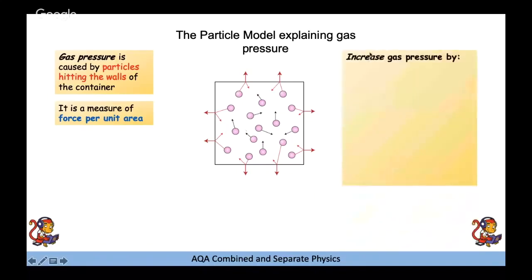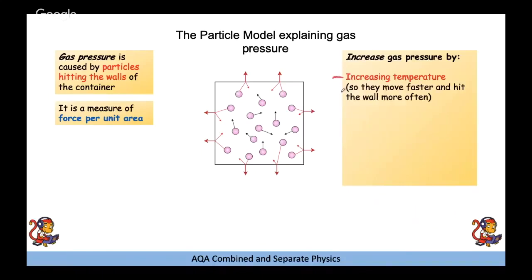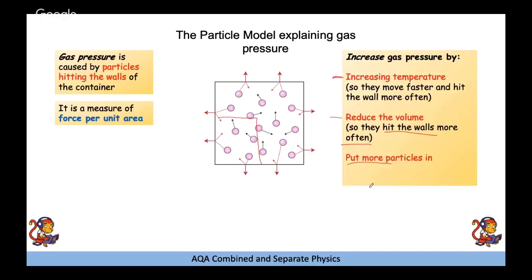Okay, so how do we increase gas pressure? In a nutshell, it's making sure you understand this definition here. If I want to increase the gas pressure, what do I have to do? Well, I'm going to need to increase the temperature. Why? So they move faster and hit the wall more often. Reduce the volume, so I make the box smaller with the same number of particles in it. Why would that increase the pressure? Well, what is the pressure? It's the particles hitting the wall. So it must be because they hit the walls more often per unit area. And I can also put more particles in. Why would that increase the gas pressure? Well, because the particles are hitting the wall more, because there are more of them.